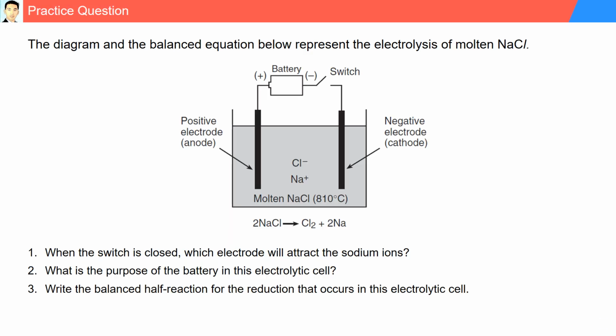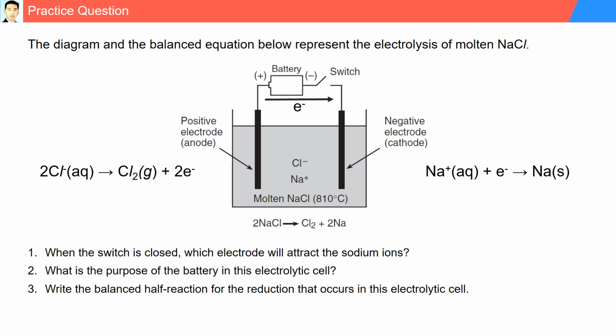Practice question 2. The diagram and balanced equation below represent the electrolysis of molten NaCl. When the switch is closed, which electrode will attract sodium ions? Examining the diagram further, we observe the electrons are going from left to right. The sodium ions in the solution will gain an electron to become sodium solid, while 2 chloride ions in the solution will lose 2 electrons to become a chlorine molecule, gas.